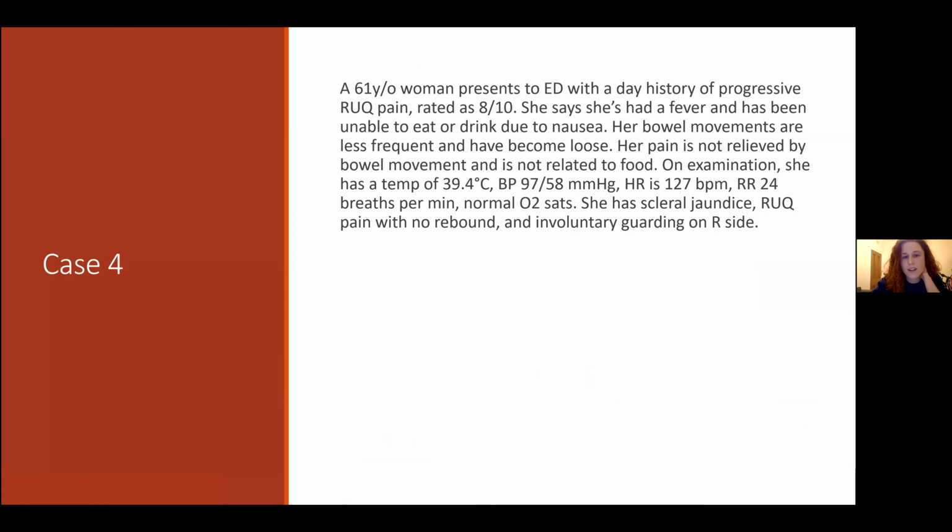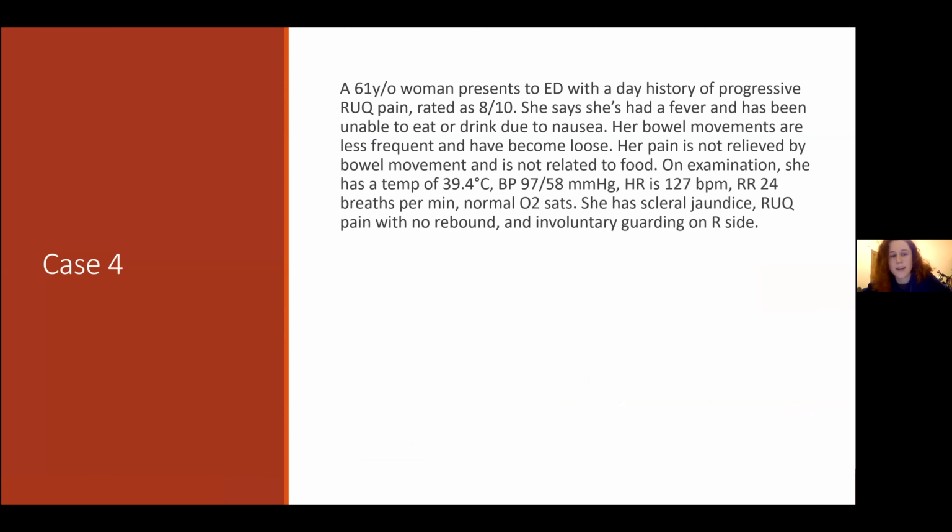So, okay, we're up to case 4. Case 4 is a 61-year-old woman who presents to ED with a day history of progressive right upper quadrant pain, which is 8 out of 10. She says she's had a fever and has been unable to eat and drink due to her nausea. Her bowel movements are less frequent and have become loose. Her pain is not relieved by bowel movements and it's not related to food.